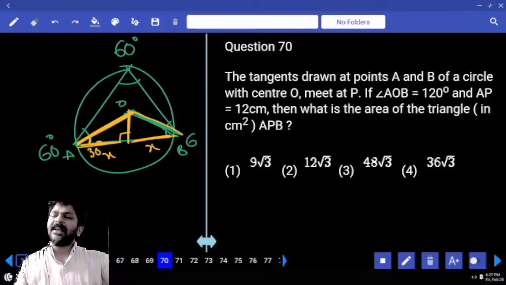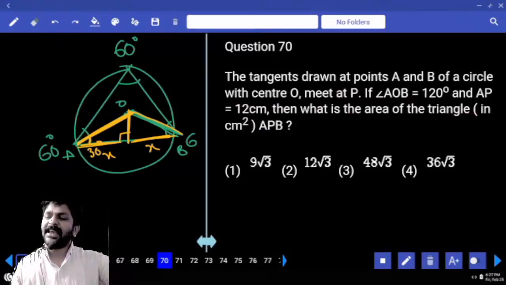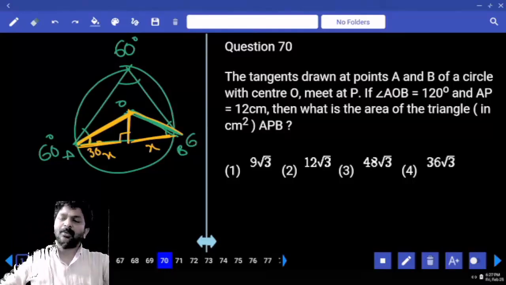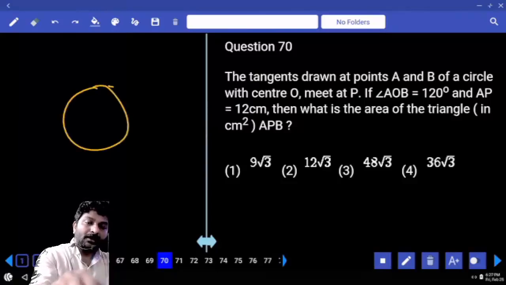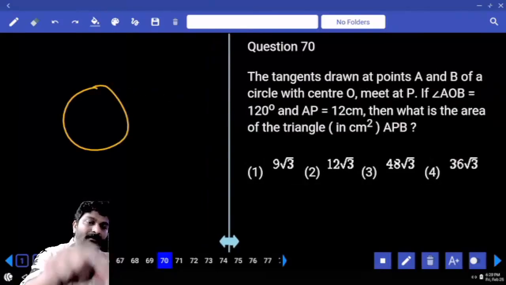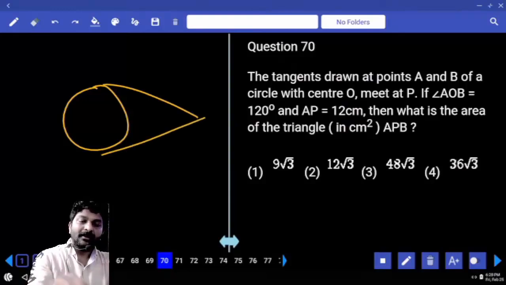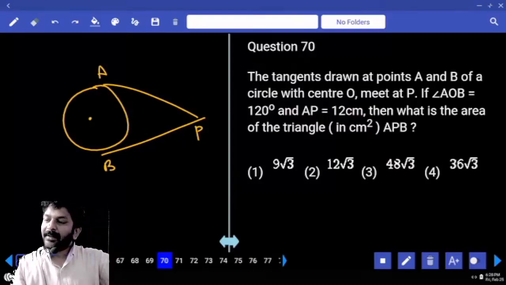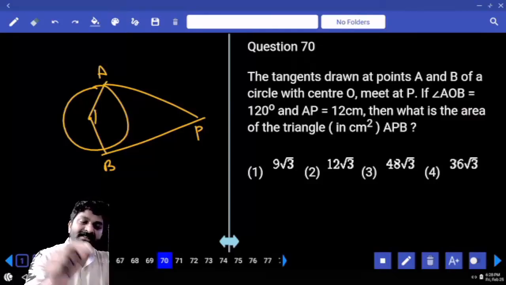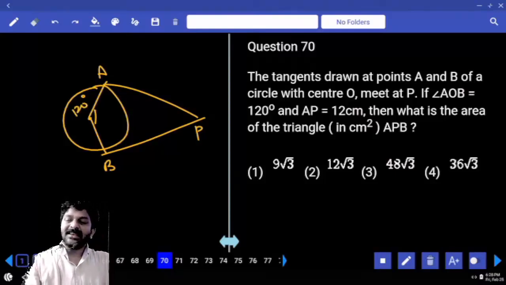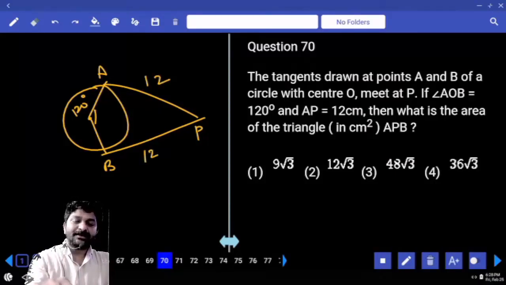Next, the tangents drawn at points A and B of a circle with center O meet at P. Two tangents are drawn here which touch the circle at A and B. They both meet each other at P, and the center is O. Angle AOB, this is how much? 120 degrees. AP is equal to 12. Then BP also must be equal to 12, right?